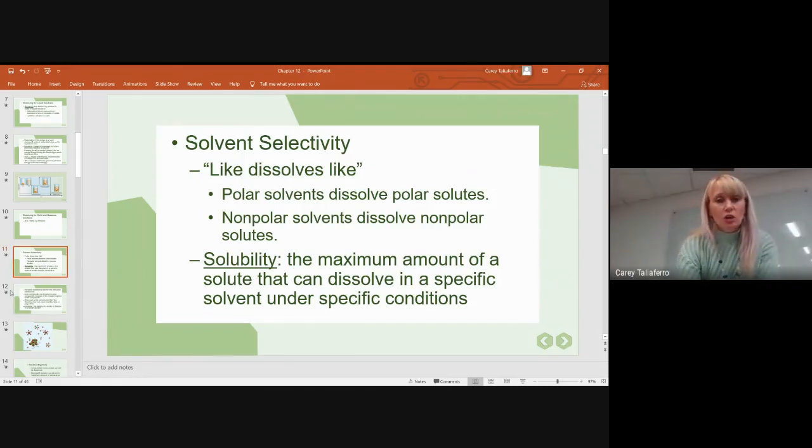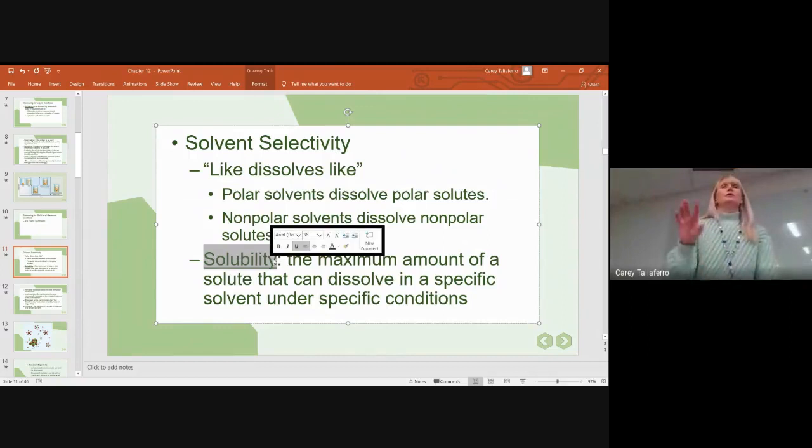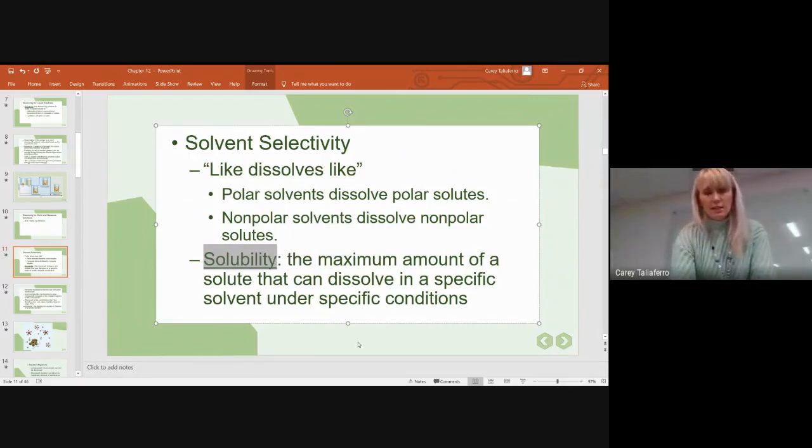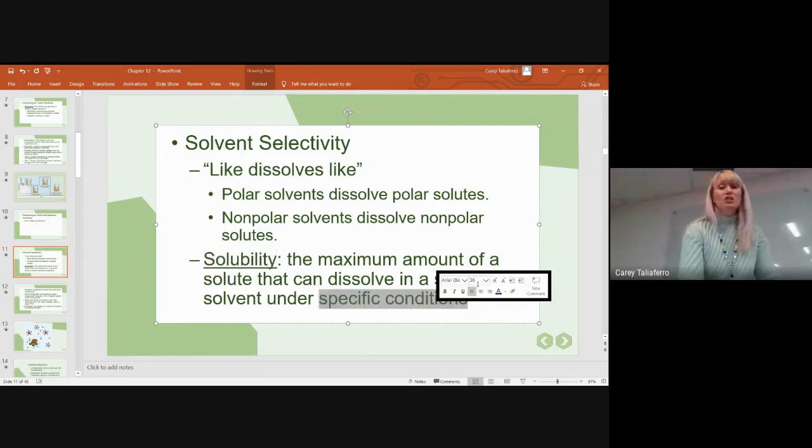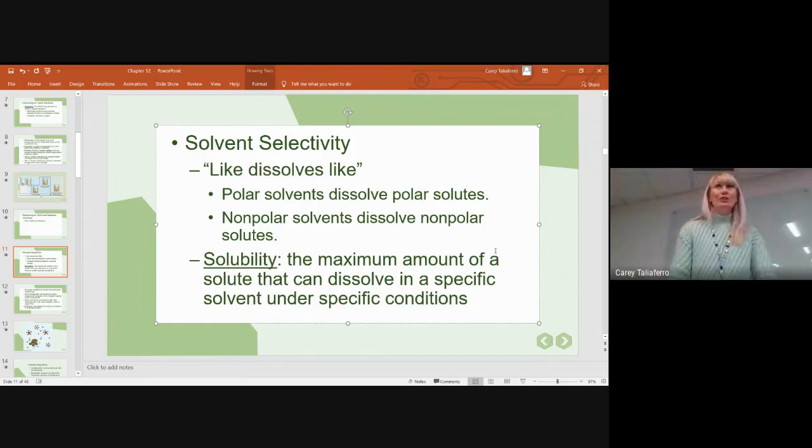And the idea of solubility, the maximum amount of solute that can be dissolved in a specific solvent. And notice it says under specific conditions. What that means is things can change depending on the temperature and the pressure, kind of like the gases, right? So if you need to increase the solubility of something, sometimes you need to change the pressure or increase the temperature. And a lot of times that will allow you to dissolve more.